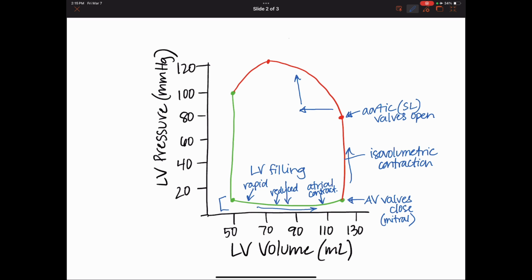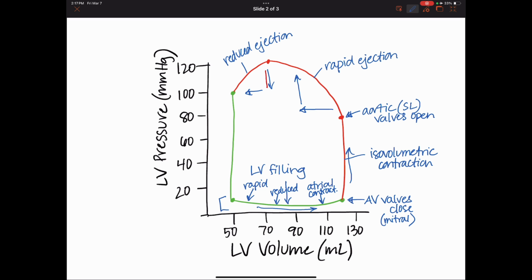So this period of time here, this phase, is known as the rapid ejection phase, where lots of blood is leaving the ventricle and the pressure is still increasing. So during this next section, we have a decrease in the pressure in the left ventricle and also a decrease in the volume because we're losing more and more volume into the aorta. This is called our period of reduced ejection.